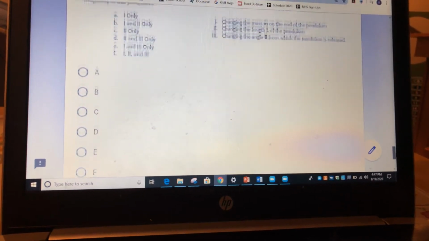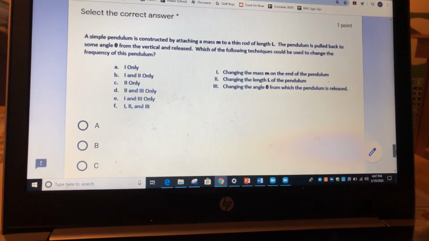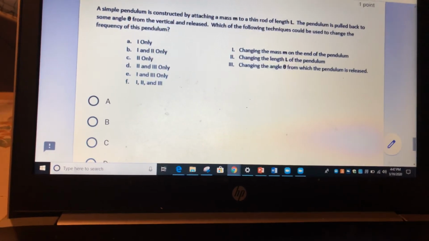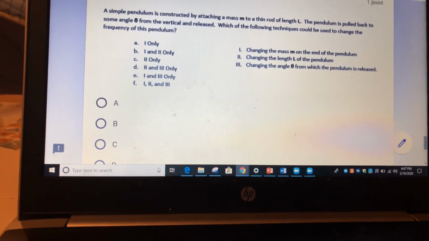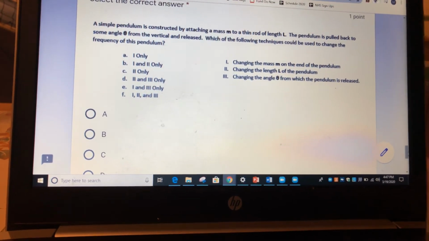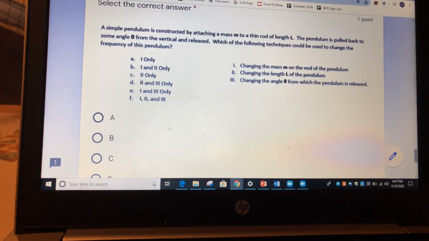And I think this might be the last one. Yep. Select the correct answer. A simple pendulum is constructed by attaching a mass m to a thin rod of length L. The pendulum is pulled back to some angle theta. Which of the following techniques could be used to change the frequency of this pendulum?